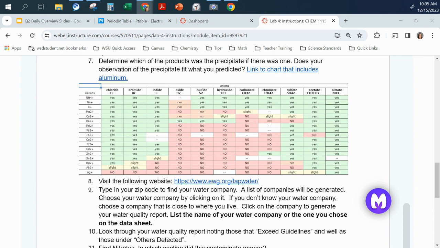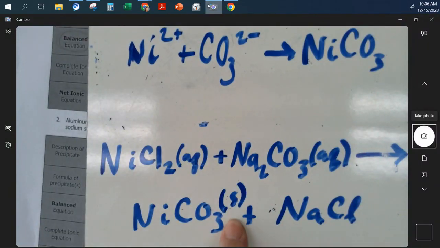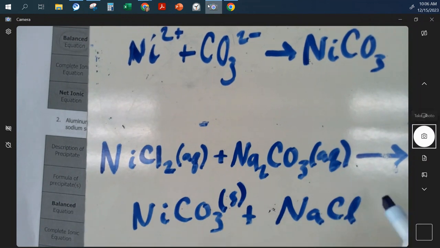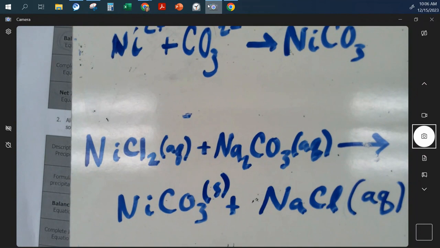So on your equation, you need to write nickel carbonate is a solid. That's the phase. So I'm going to write it here. We also need to check sodium chloride. So find sodium as the cation. Sodium is Na. Chloride is Cl-. Sodium chloride is soluble, yes. So that one would be aqueous. Okay, so let's go back to our equation. This one is a solid based on that chart. This one is aqueous based on that chart. Okay, so that is our equation.